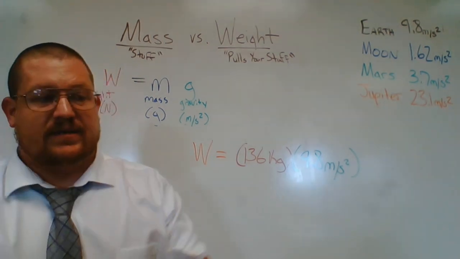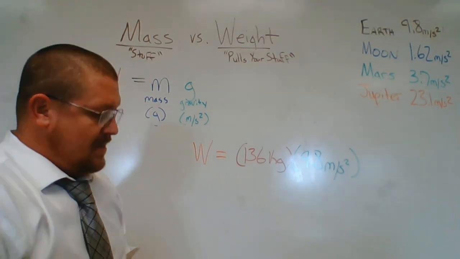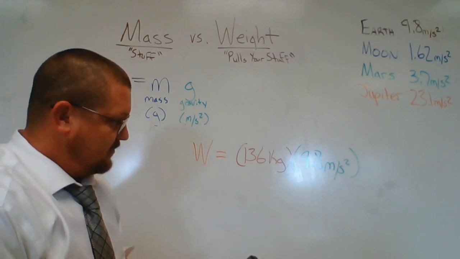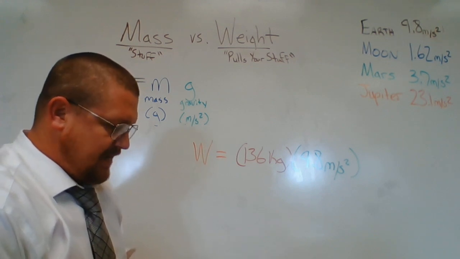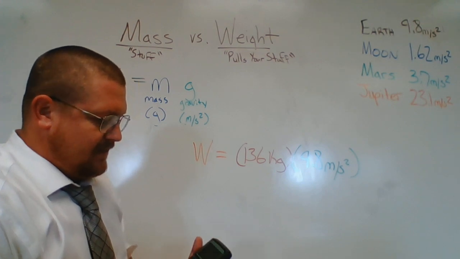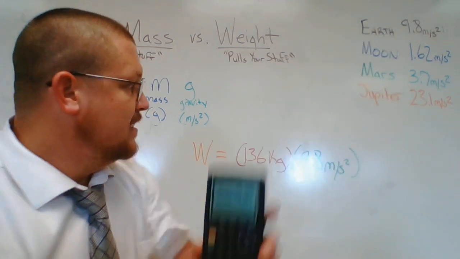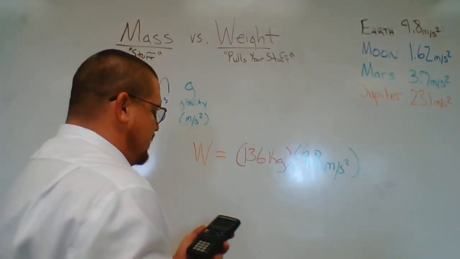So all you're going to do here, I'll grab my trusty calculator right here. We're going to do the mass, 136, times acceleration of gravity, 9.8. And let's see, can you see that right there? That's fancy right there. All right, so it's going to give me 1,332.8.